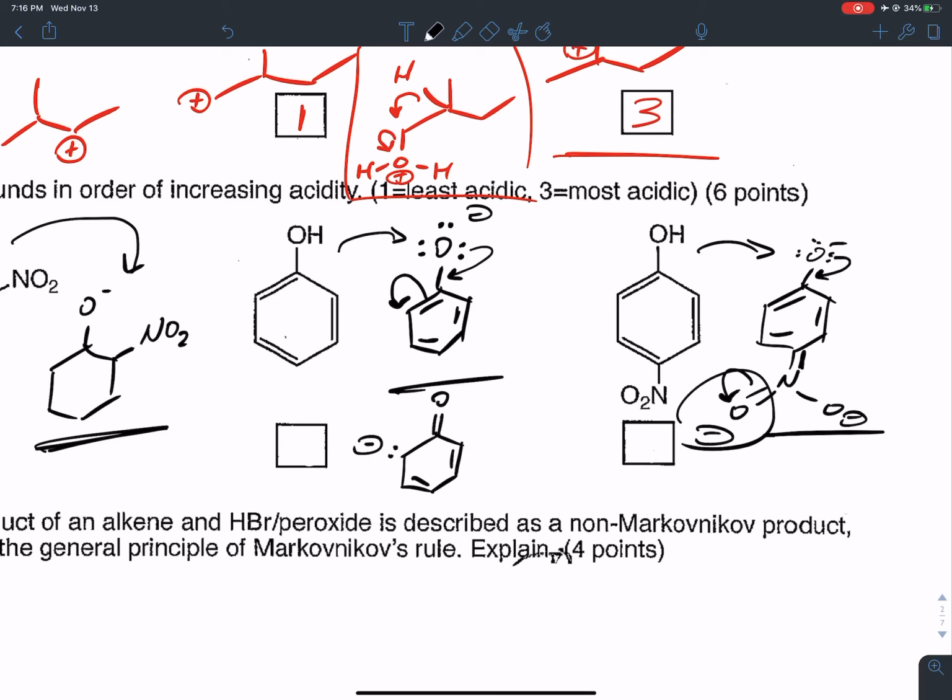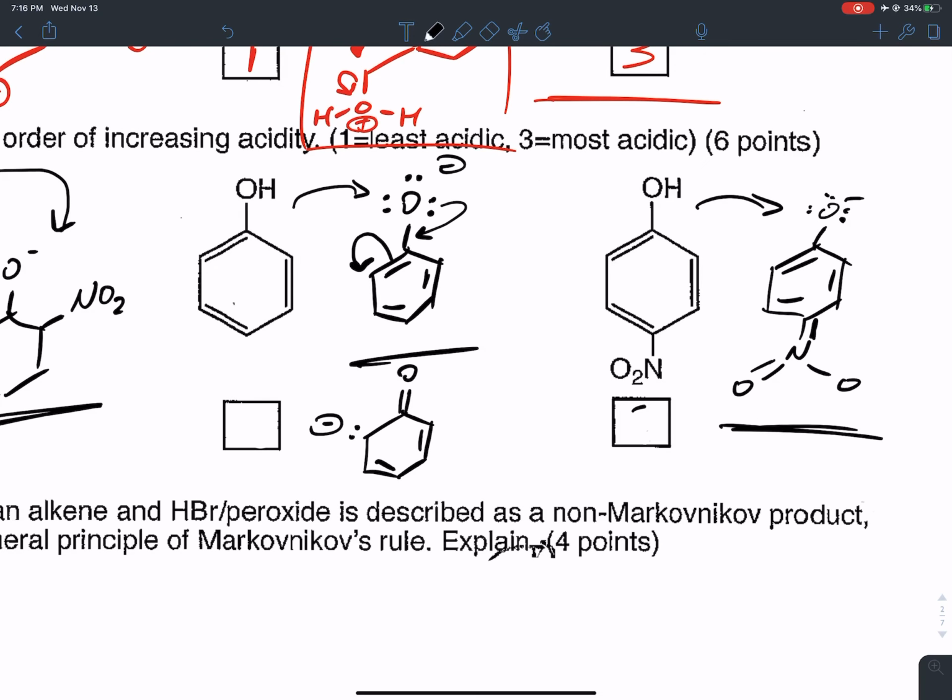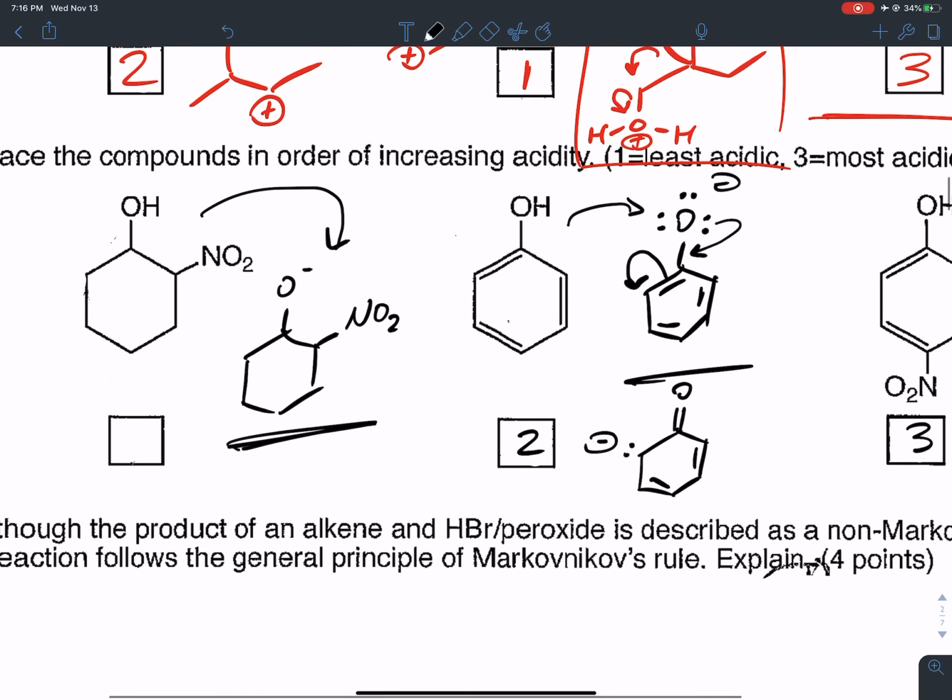Good or bad? Good. Yeah, we want it to spread over as many atoms as possible, especially electronegative atoms like oxygen. Oxygen can carry the weight. That's way better than carbon trying to carry the weight. So, between the middle and the right, which one is more stable? The right. Yeah, the conjugate base on the right is more stable than the conjugate base in the middle. So, is the far right going to be more acidic than the middle? Yes, the conjugate base is more stable, so it's more acidic. This is the most acidic, 2 and 1.